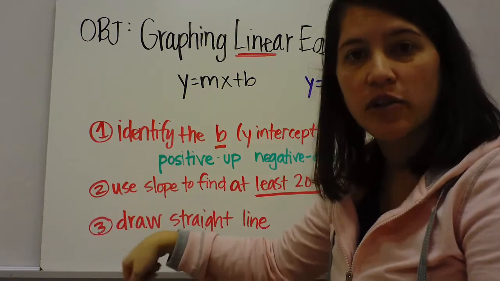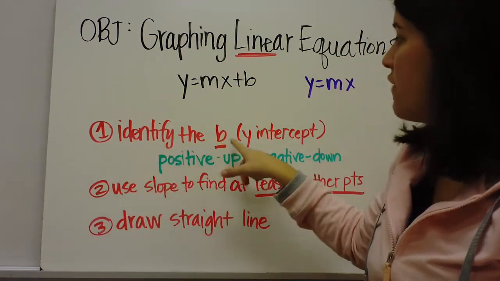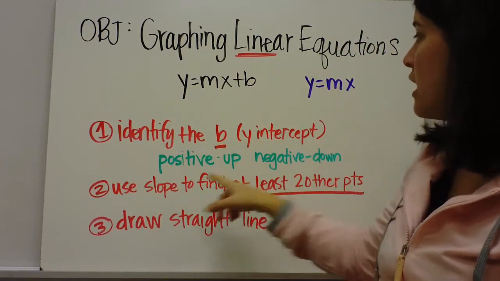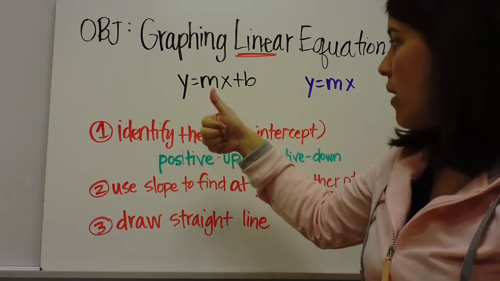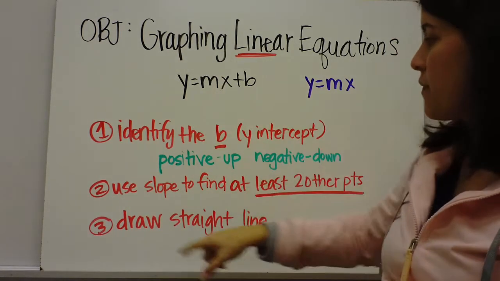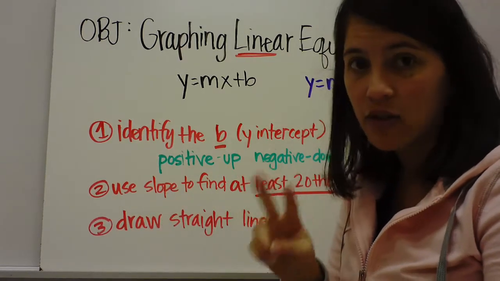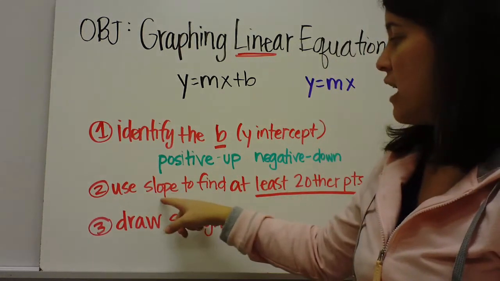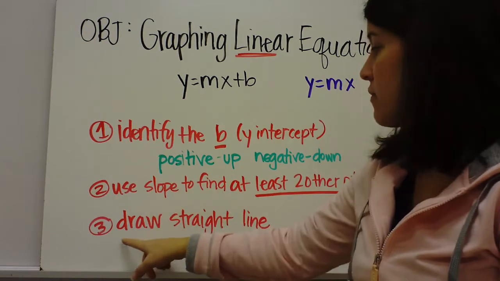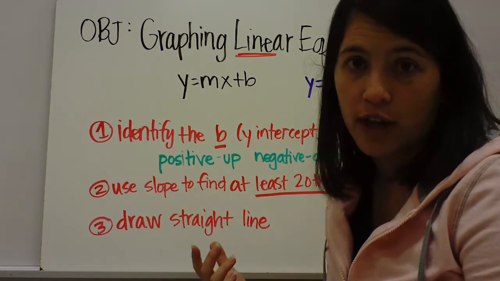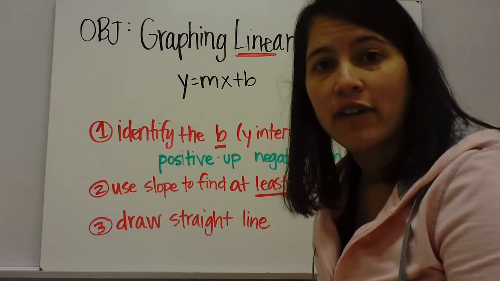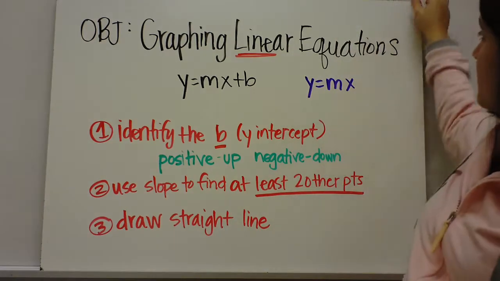So here are your steps. Make sure you copy down your steps. First step is identify the b, which is the y-intercept. If it's positive, it means you're going to go up. If it's negative, you're going to go down. Step 2, you're going to use the slope to find at least two other points, and I'm going to show you how to do that. And then the last step is you're going to draw your straight line. And that is how you graph a linear equation.